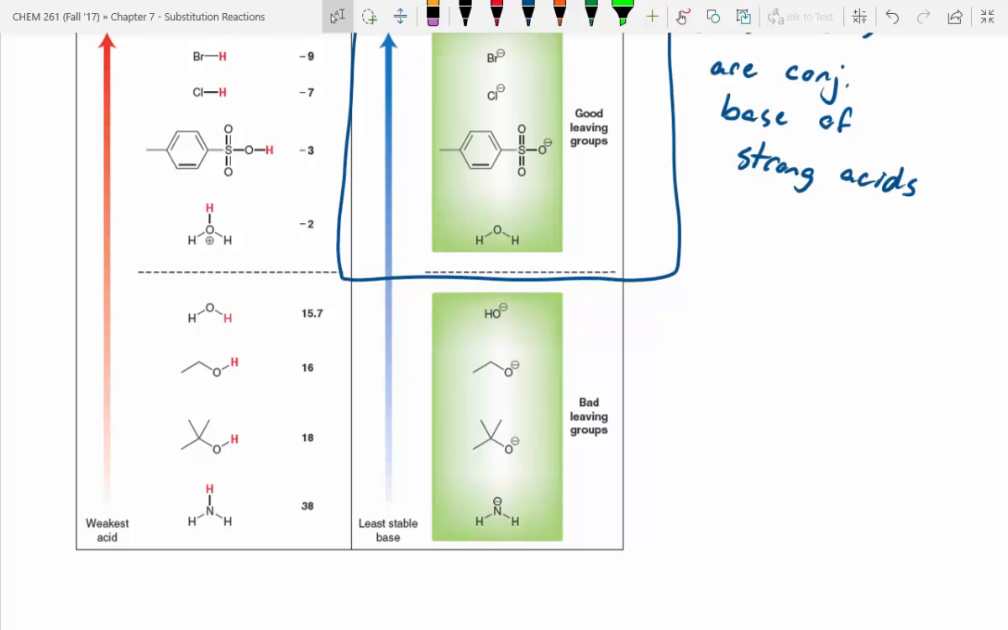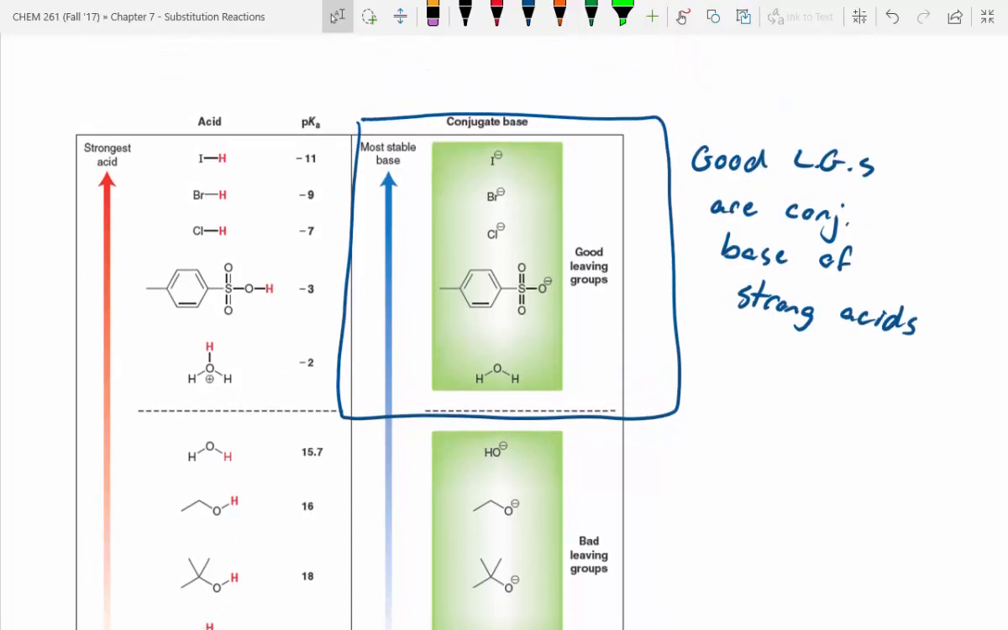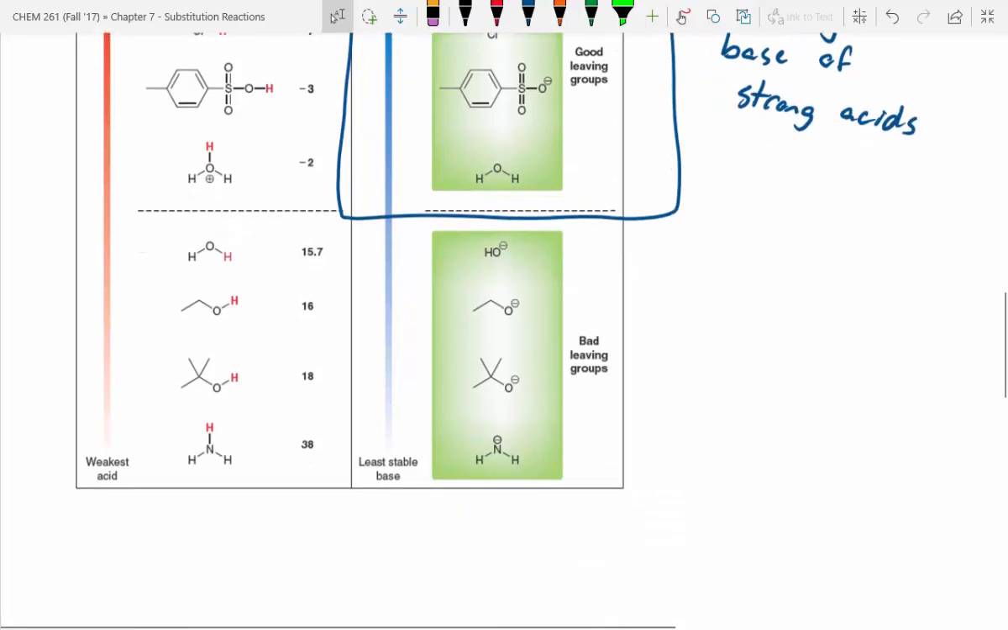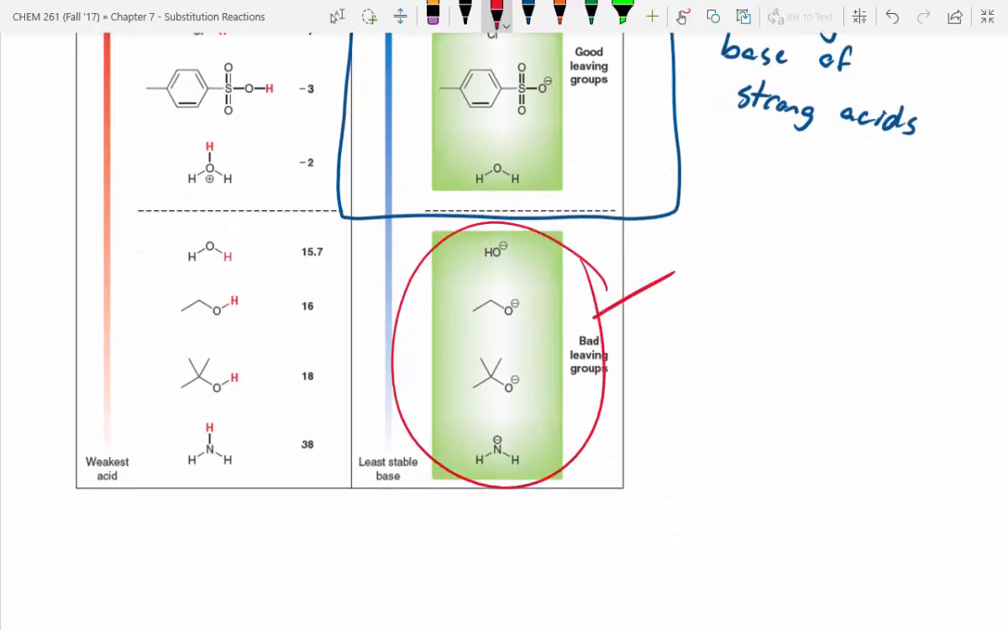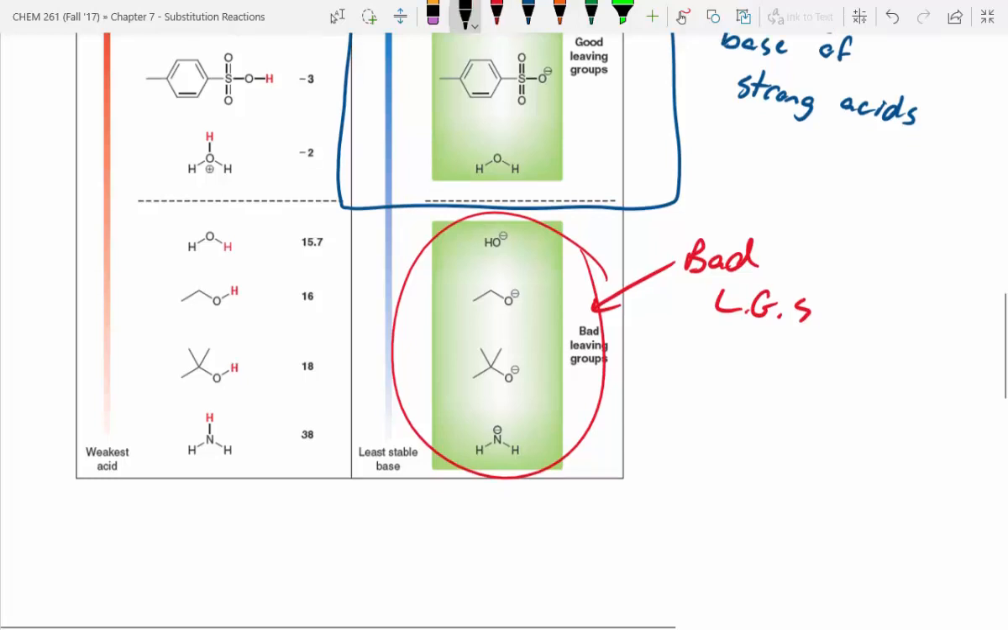So in this case, OH minus and anything like it isn't going to be a good leaving group. So never kick off OH minus, never kick off a carbon with a negative charge, never kick off a hydrogen with a negative charge. Instead, focus on the conjugate bases of strong acids when you're looking at leaving groups. All of these are crummy leaving groups. So I'll just write bad leaving groups. Make sense? All right. So now I want to give you guys a hypothetical situation.